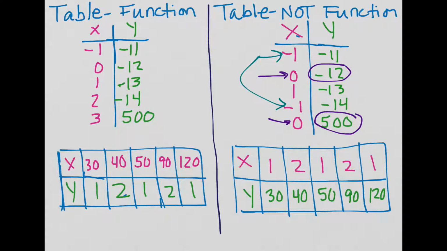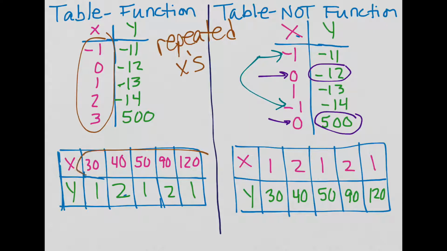And so when is a table not a function? You've got to write that down for number 3. When you've got this repeated x idea, when it's going to two different y's or many different y's. So watch out for those repeated x's. Notice over here on the left, those x's are all different. On this table that I've written horizontally, those x's are all different. But this table down here, well, I've got 3 1s.